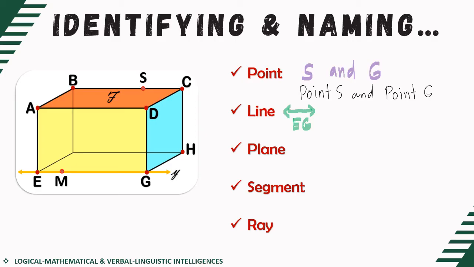But take note, apart from naming using two letters and with this symbol, you can also use, another example, line Y. We can use one letter to name a line provided that it should be cursive. So as you can see here in our illustration, we do have line Y in here. All right, now let's proceed.